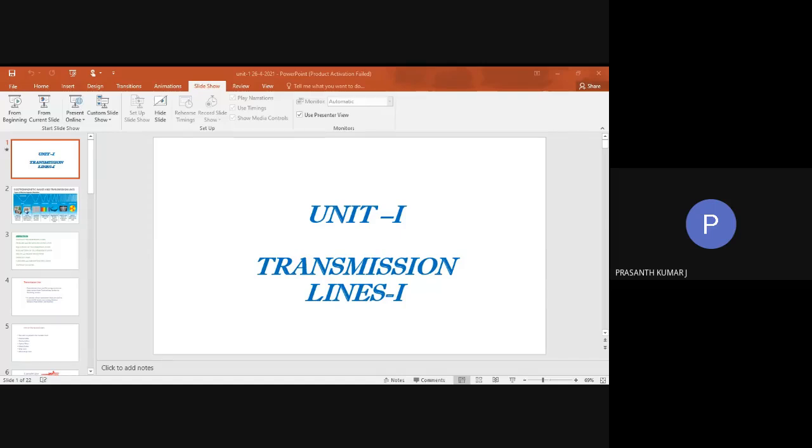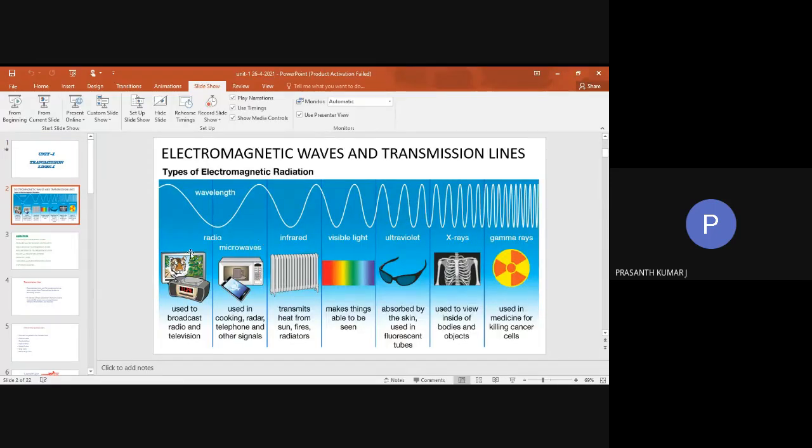So what are the applications of electromagnetic waves? You can see in this slide. Can you see the second slide, electromagnetic waves and transmission lines? Which slide you are seeing? The second slide, right? Somebody can respond. Yes, sir. So in this slide, what you are seeing is different applications of electromagnetic waves.